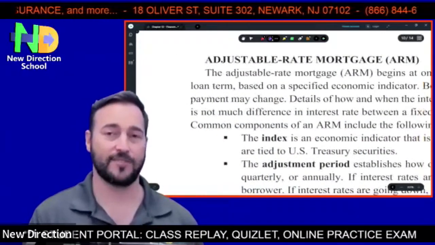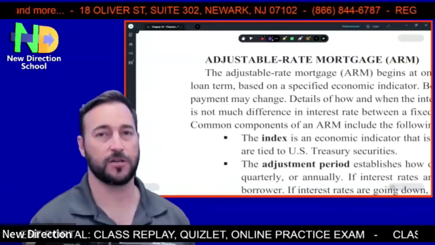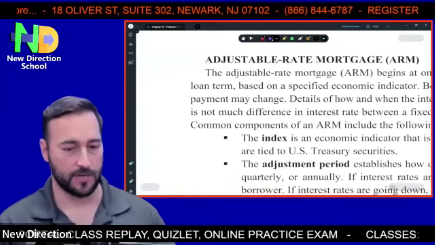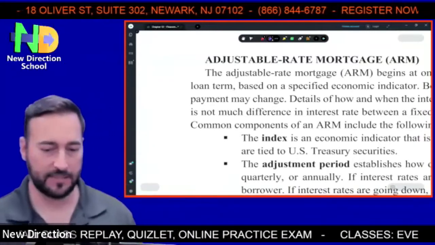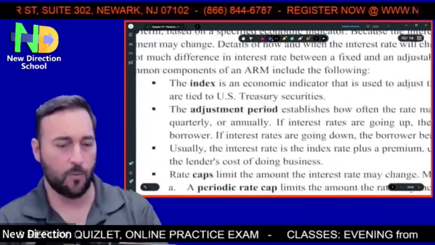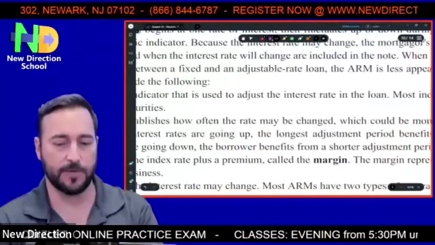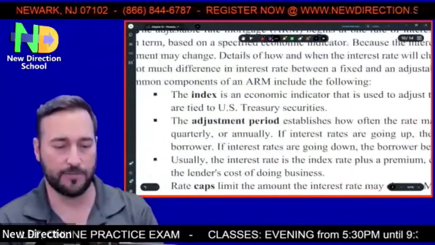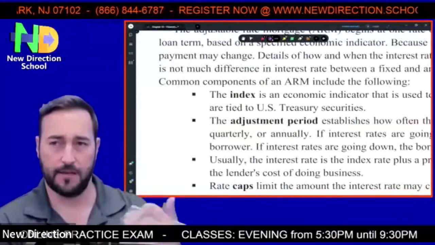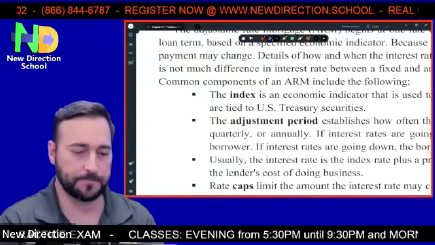So at the end of that period, that's a different story. Now it adjusts to the current rates. The details of how and when the interest rate will change are included in the note. When there is not much difference in interest rate between a fixed and adjustable rate loan, the ARM is less appealing. So usually they give you a lower rate to get you into it, to entice you.